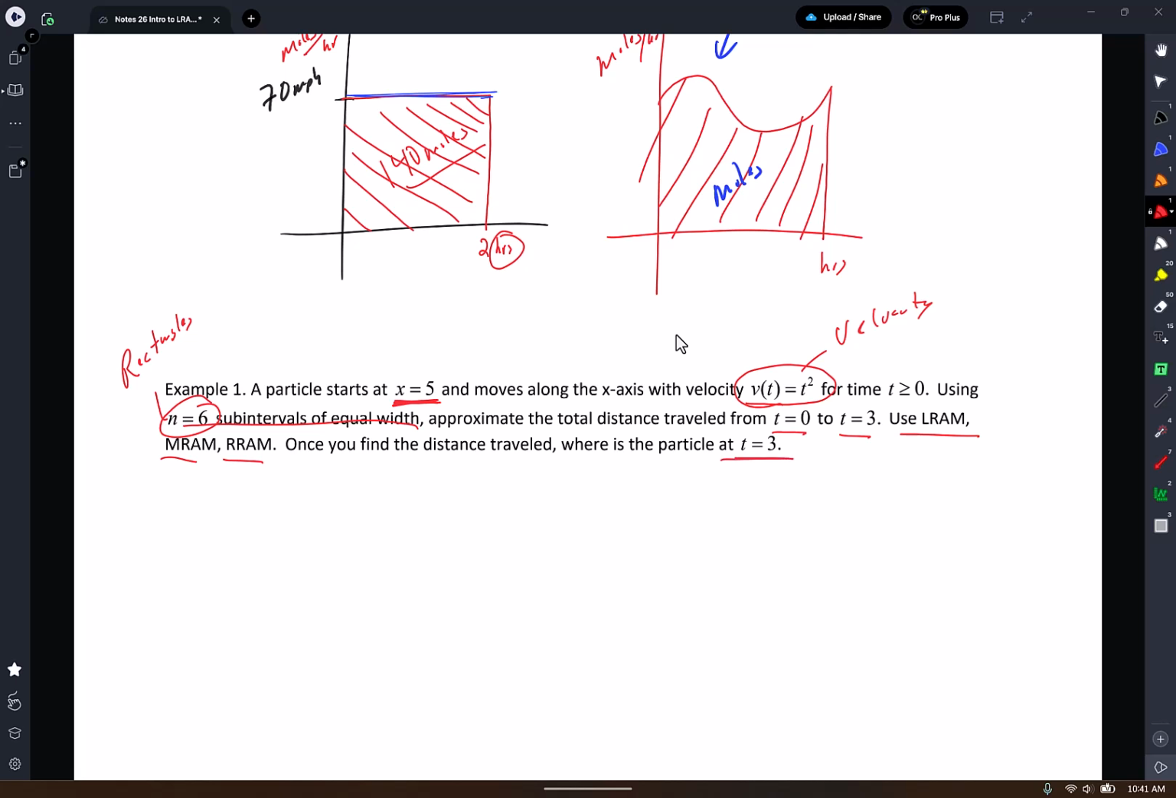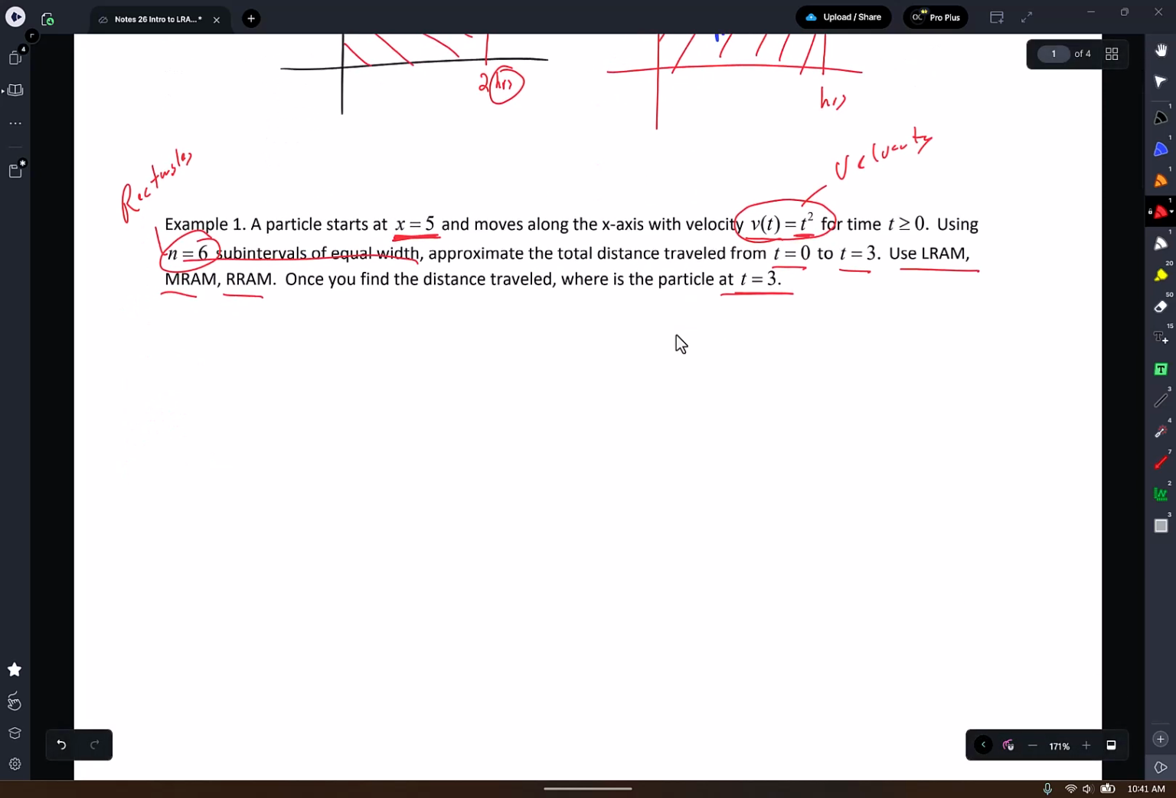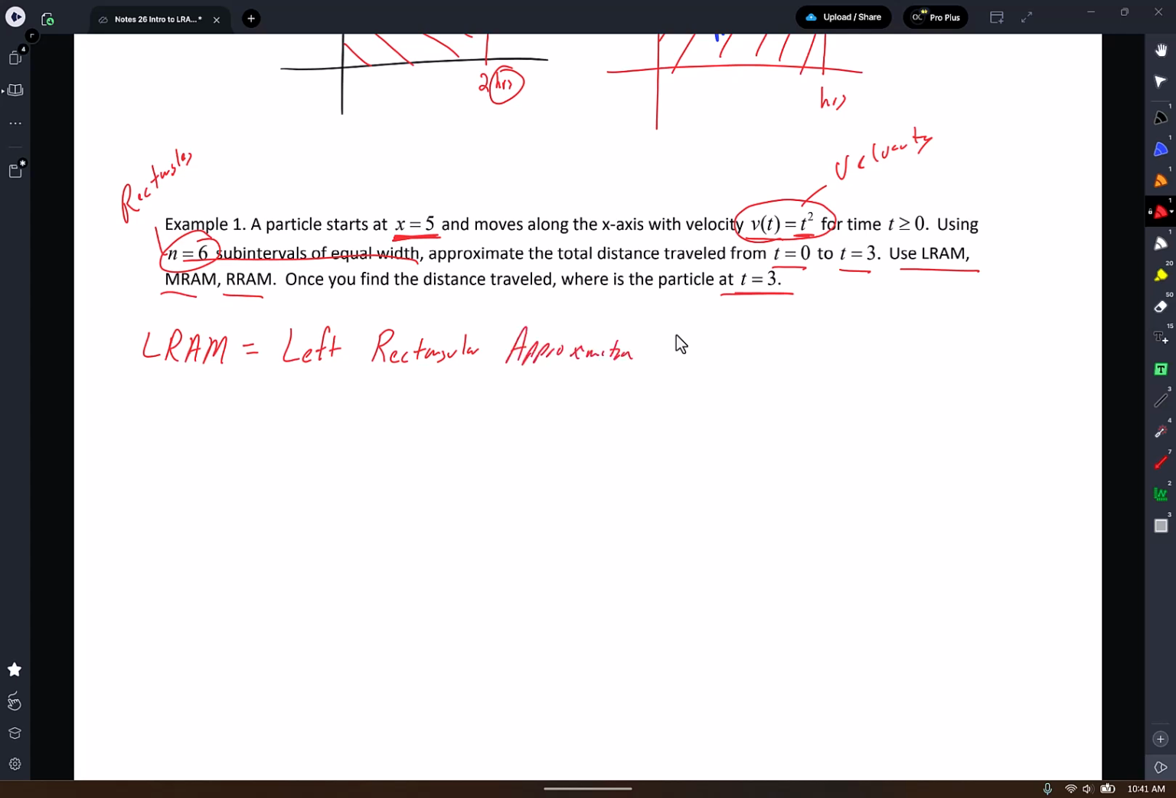All right. So what we're gonna do to find the area under this curve, even though this is not like t squared, that's a quadratic, we're gonna use rectangles. The more rectangles you use, the better your approximation's gonna be. So first, since we're rookies, let's start with what this stands for, LRAM. LRAM is an acronym, and it stands for Left Rectangular Approximation Method.